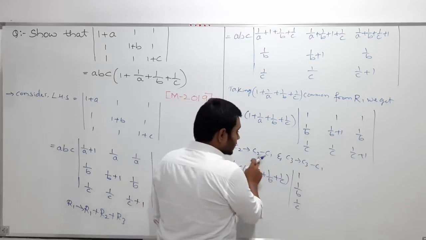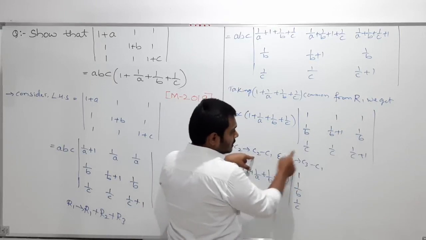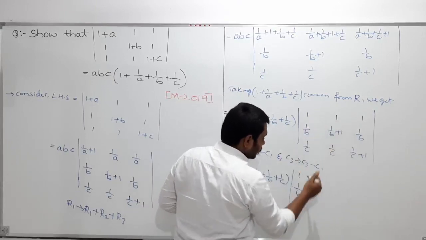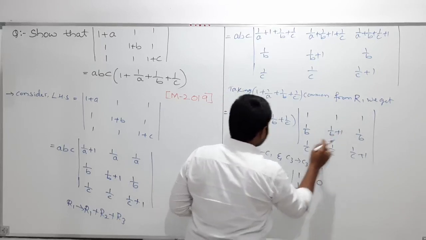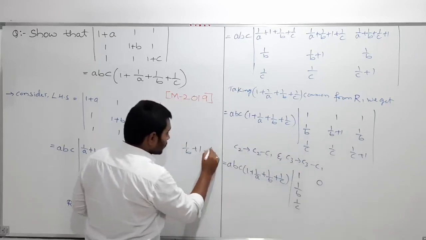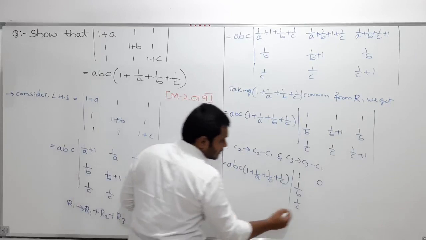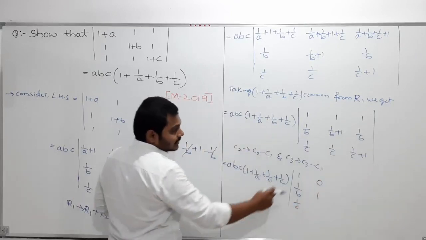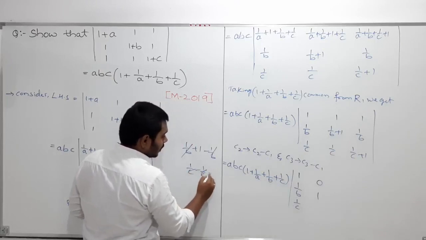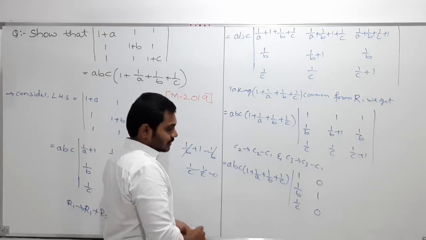Now changing is C2. That is, column 2 is changing. How is column 2 changing? C2 minus C1. This element minus this element. 1 minus 1 is 0. Next here it is 1 by B plus 1, this element minus this element 1 by B. So plus 1 by B minus 1 by B gets cancelled. Only remaining is 1. And next, this element minus this element, 1 by C minus 1 by C gets cancelled. You will get it as 0. Clear?